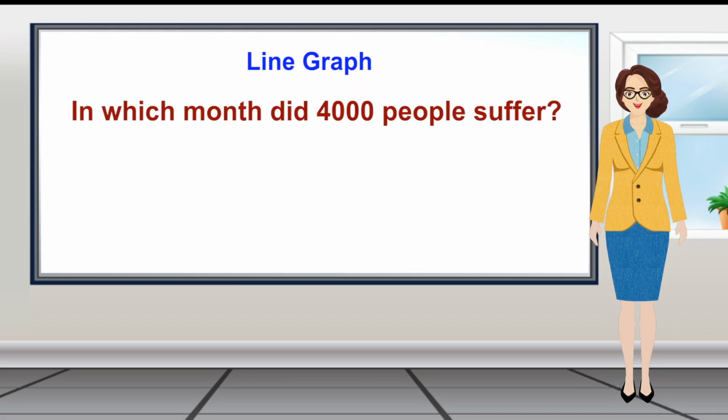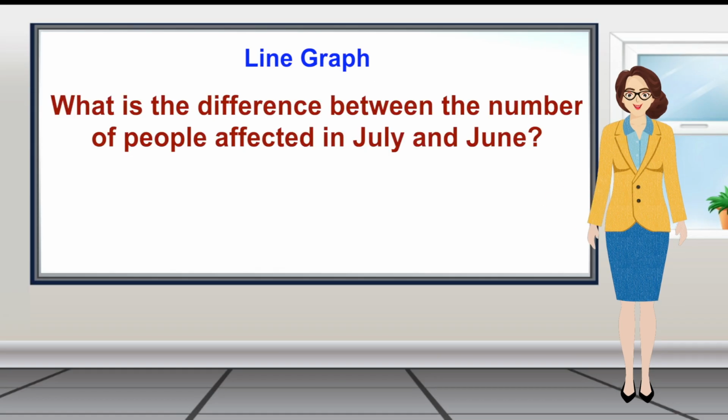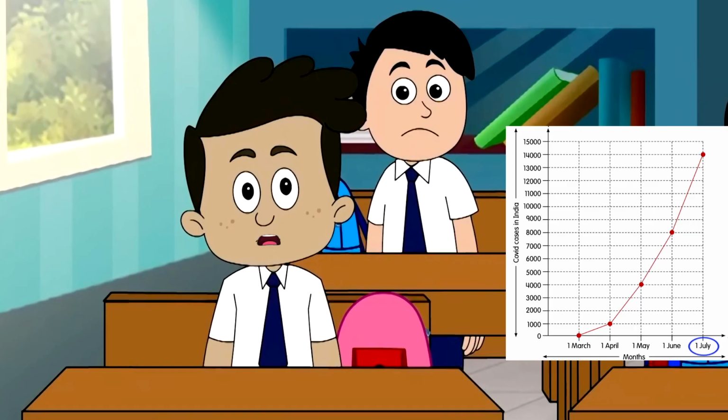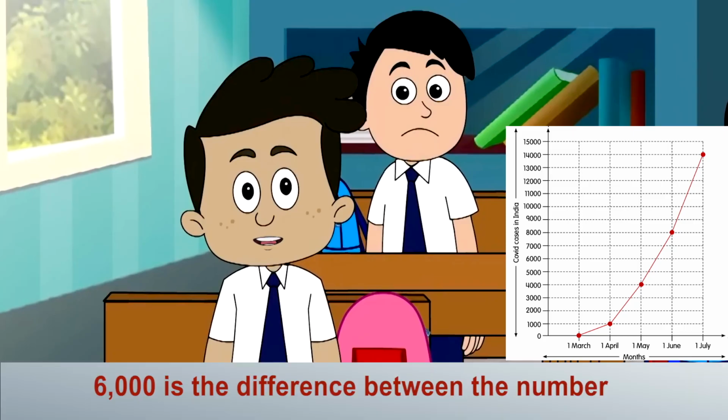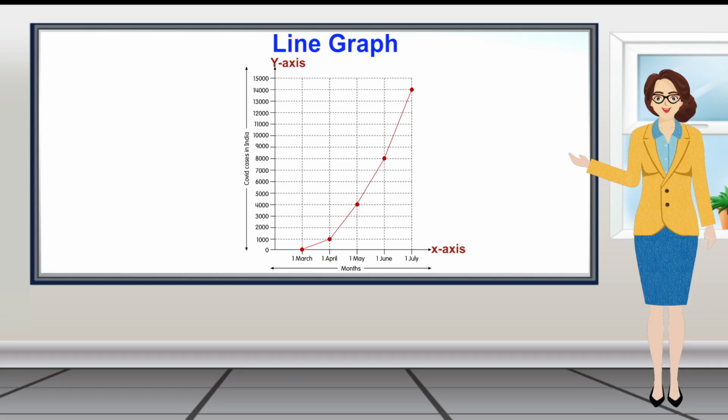Well done. In which month did 4,000 people suffer? 4,000 people suffered in May. Well done. What is the difference between the number of people affected in July and June? In July, 14,000 people were affected, and in June, 8,000 people were affected. The difference between 14,000 and 8,000 is 6,000. So, 6,000 is the difference between the number of people affected in July and June. Fantastic! You all performed well.